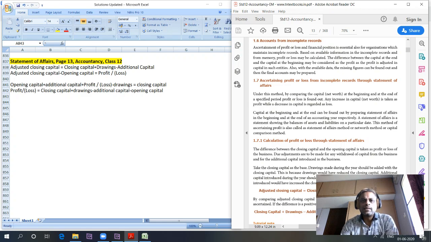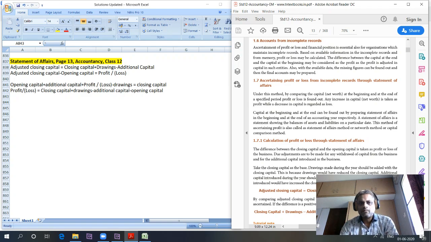So the challenge we have in accounting for incomplete records is that the owner or the shopkeeper, or for that matter any small-time business, tends to ignore these. So they determine profits basically on the basis of the capital they have in the business: the capital they had at the beginning, and the capital they have at the end.